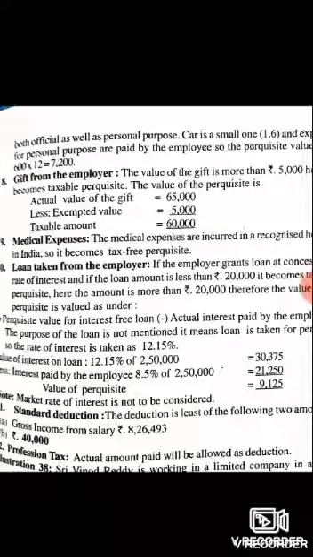9,125. Then the standard deduction is the least of the following. Gross income from salary is 8,26,493 and 40,000. So 40,000 is given as standard deduction, and professional tax actual amount paid is allowed as deduction.